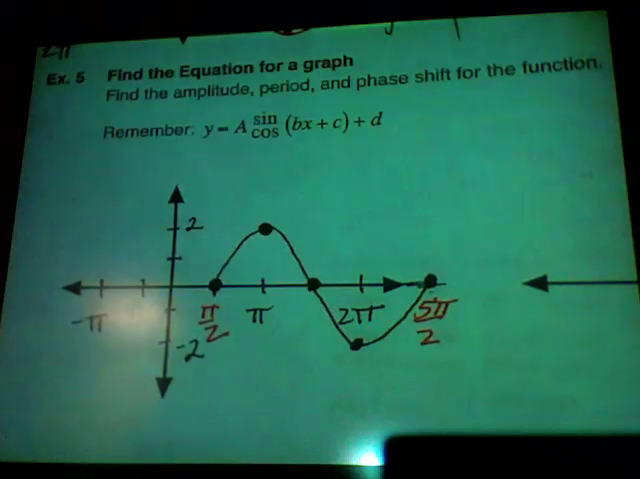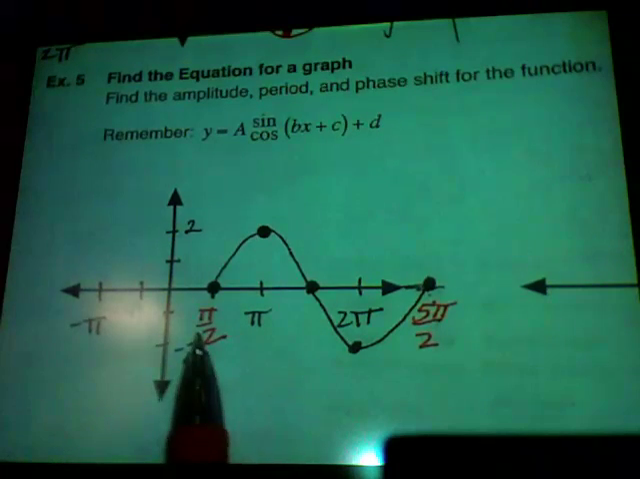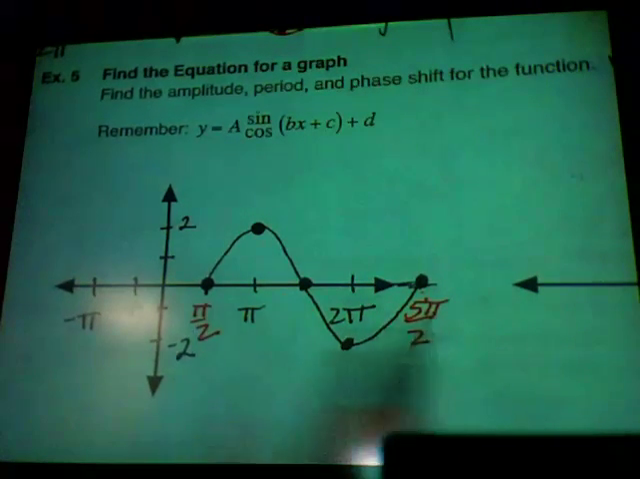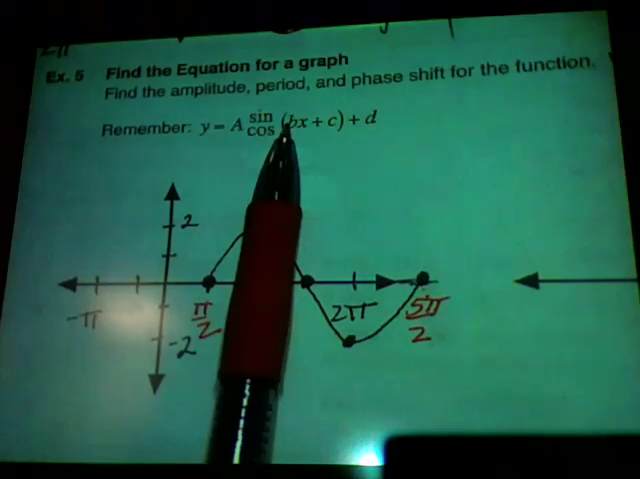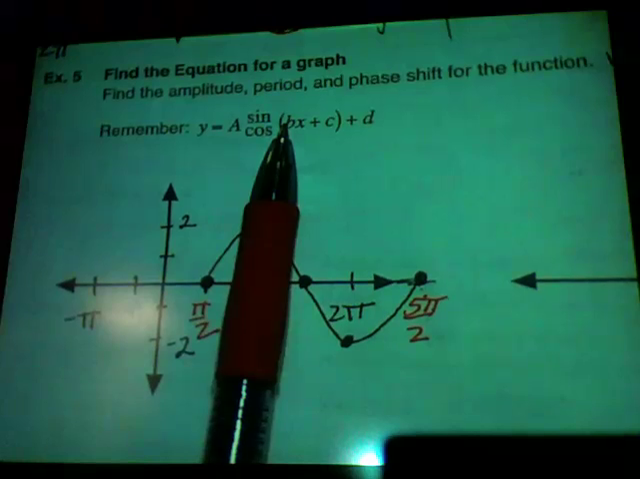So figure out, has the period changed? What's 5 pi over 2 minus 1 pi over 2? What's the difference? 4 pi over 2, which reduces to 2 pi. Has the period changed? No, the period's 2 pi. So the B should be 1, right? B should be 1. Period has not changed.